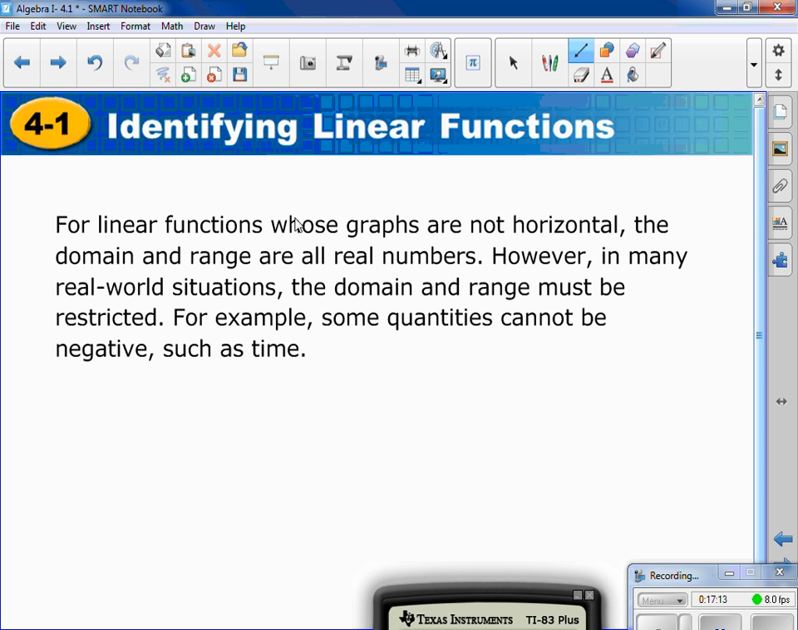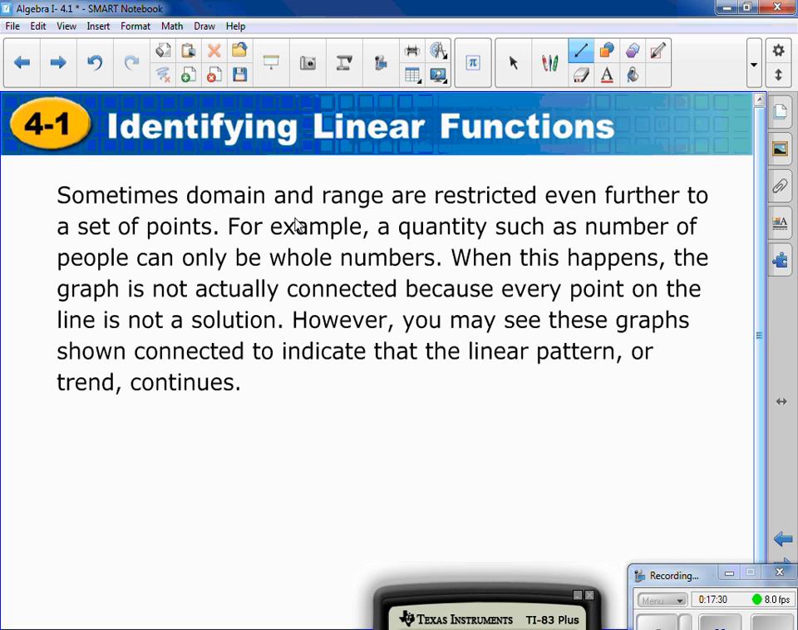Sometimes we have graphs that are not horizontal. The domain and ranges are real numbers. Sometimes we're restricted. We can't have negative numbers sometimes. And also, sometimes the domain or ranges are restricted even further. Sometimes you're only given a certain number of numbers you're allowed.